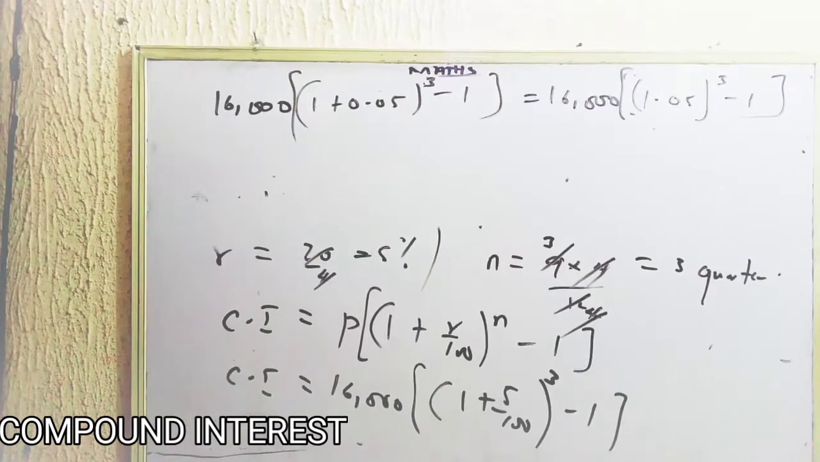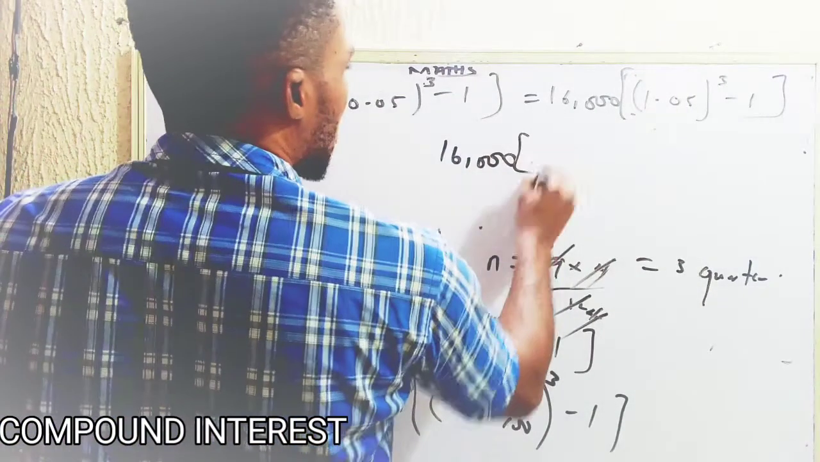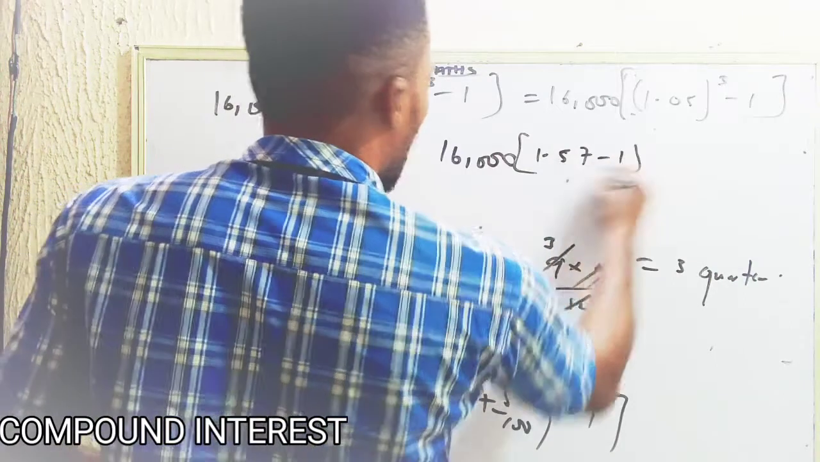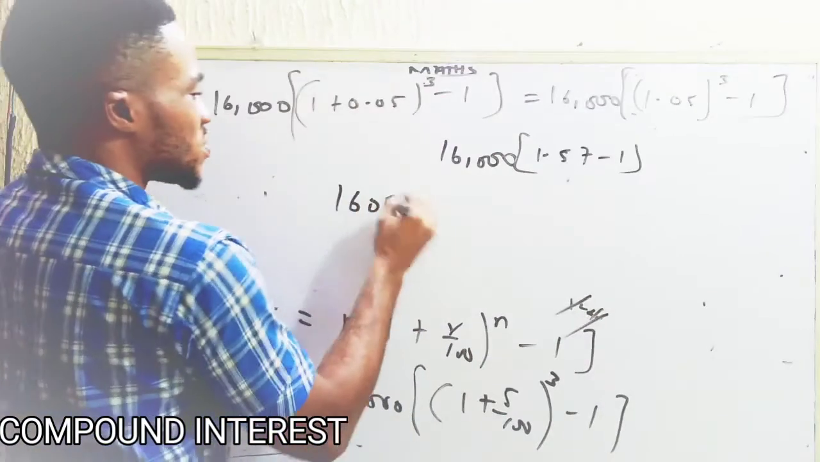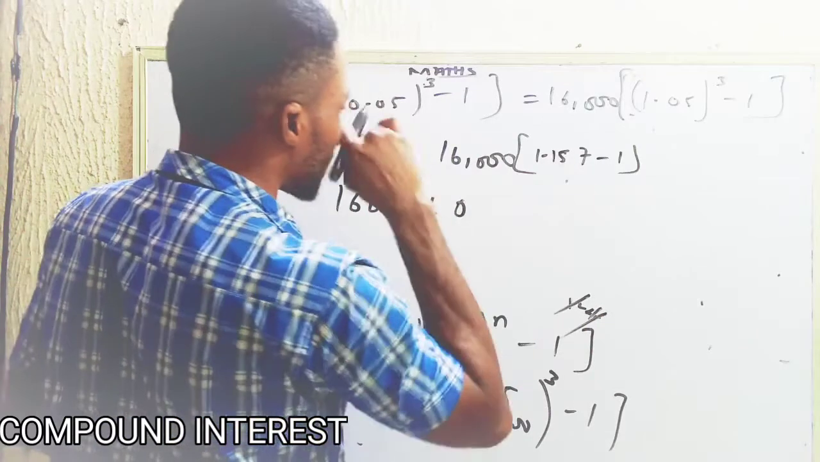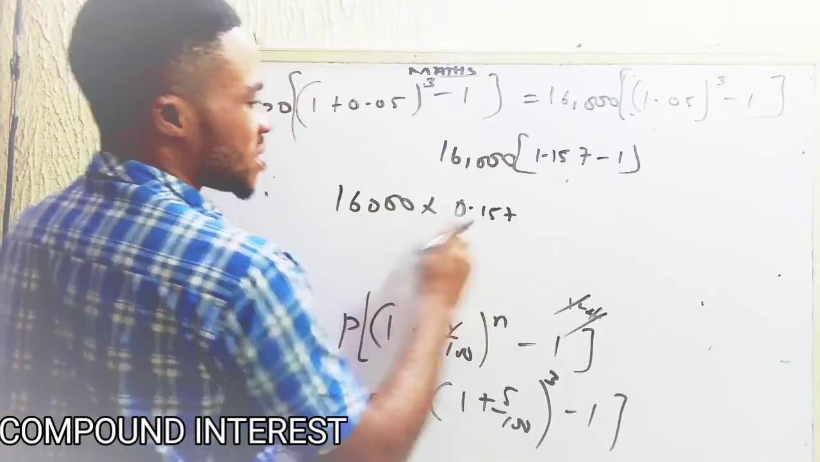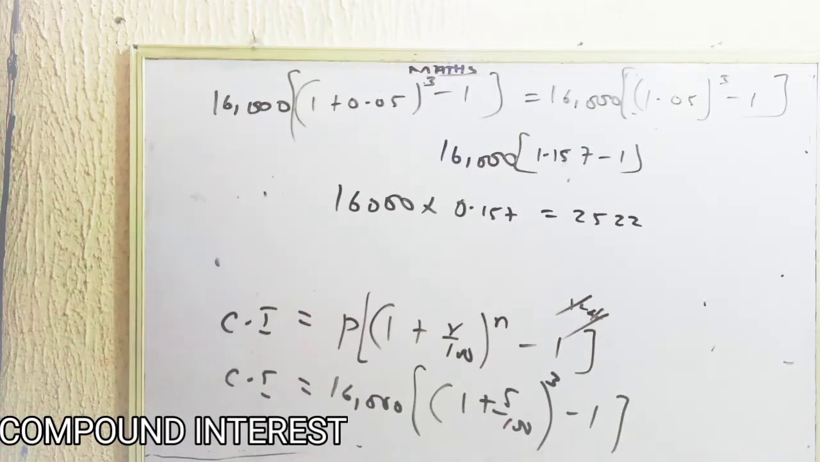I'll have 16,000 brackets, 1.157 there minus 1. So I will have 16,000 times this minus this, 0.157. So this times this, I'm supposed to have 2522 as the compound interest in question. So that's the answer to that. So I'm going to take the second example in that place.